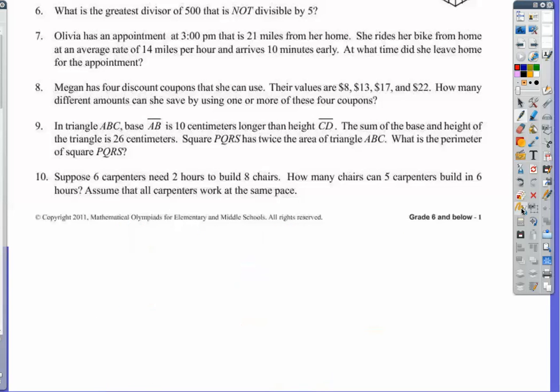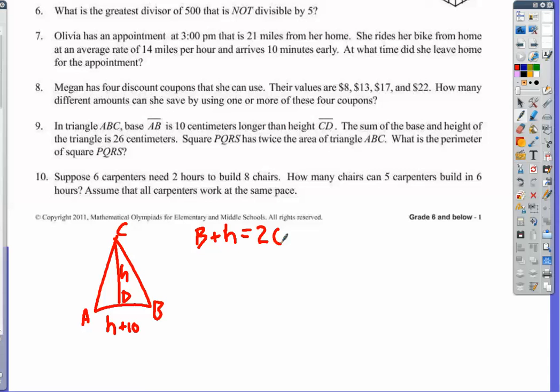Number 9, triangle ABC. And here's a height. So AB is 5 longer than the height. So if here's our height, our base is height plus 10. And then it says the sum of the base and the height of the triangle. So base plus height is equal to 26. So I know that the base is also 10 plus the height.